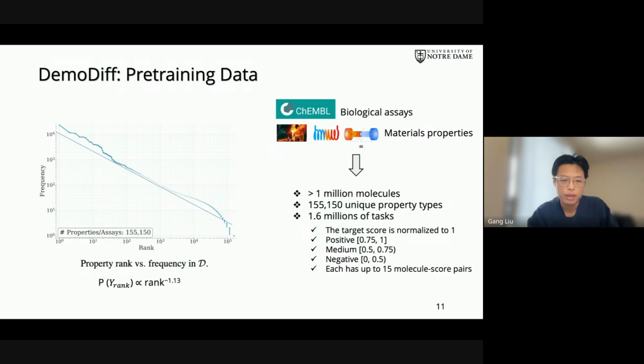On the left figure, we can see the property rank versus the frequency in the pre-training dataset. Generally, we can see that the distribution follows Zipf's law, with long tails. So it gives us confidence that we have a distribution similar to what language data has, to pre-train the foundation model for molecules.